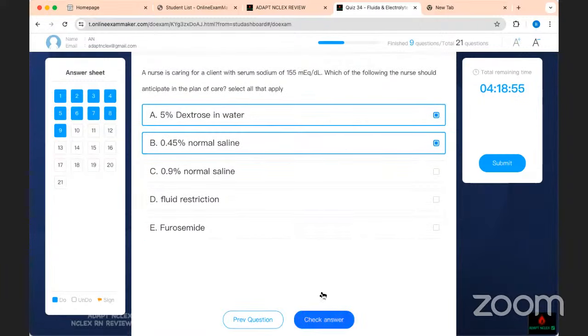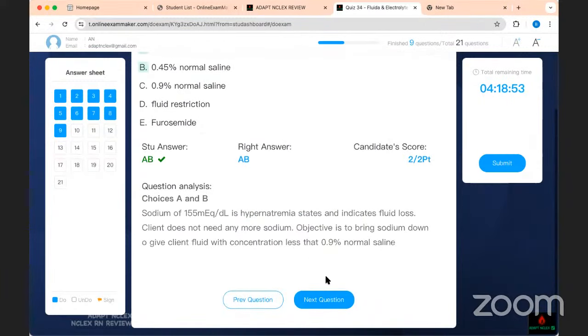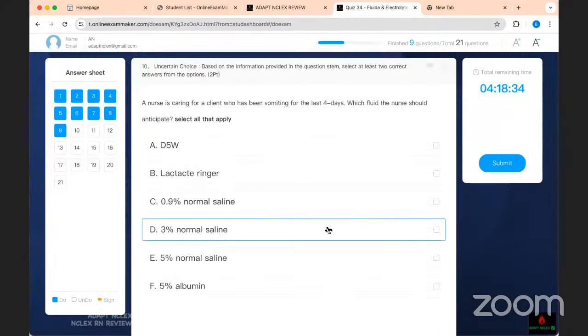But you have to break it down into an easy way as much as possible. And you can see the explanation. Sodium is in a hypernatremia state and indicates fluid loss. The client does not need any more sodium. The objective is to bring sodium down. Give fluid with concentration less than 0.9%. So that's how you can do it.